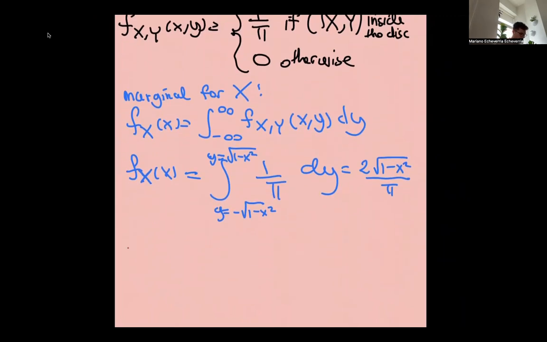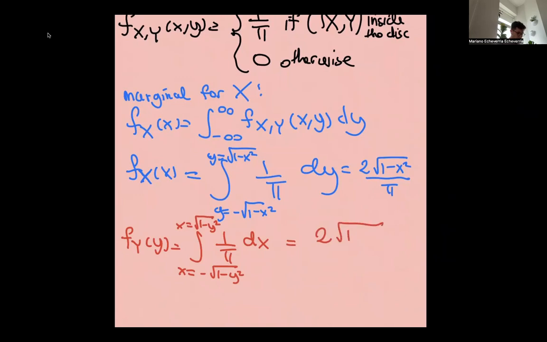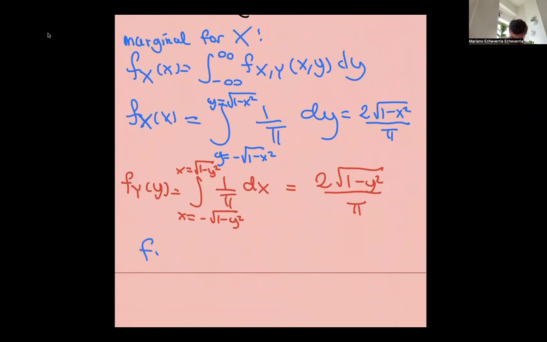And the formula for Y is completely analogous, but now it's 1 over pi, and you're integrating with respect to X. So X goes from minus root of 1 minus Y squared to root of 1 minus Y squared. So you get 2 root of 1 minus Y squared over pi. Is that okay? In this case, notice that the variables x and y are not independent random variables, because their densities do not multiply to the joint density. Here f of x times f of y is not the joint density, right? So x, y are not independent.